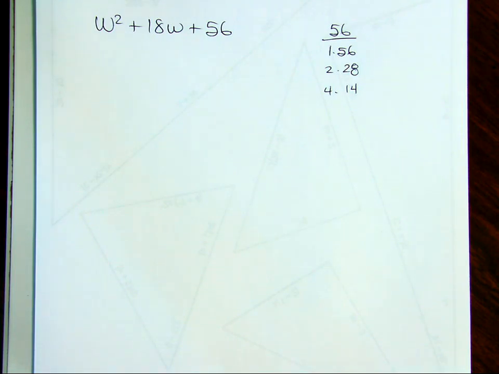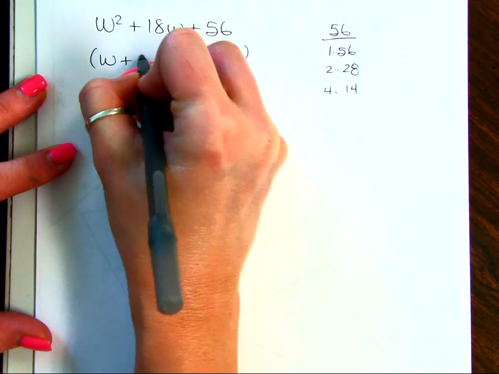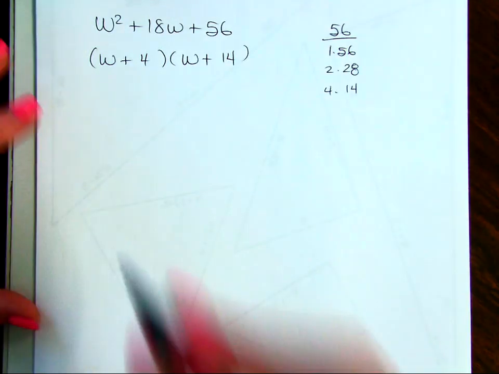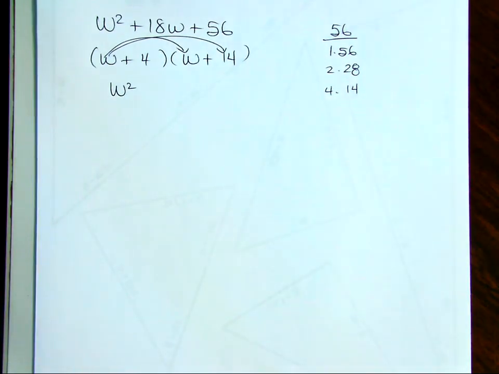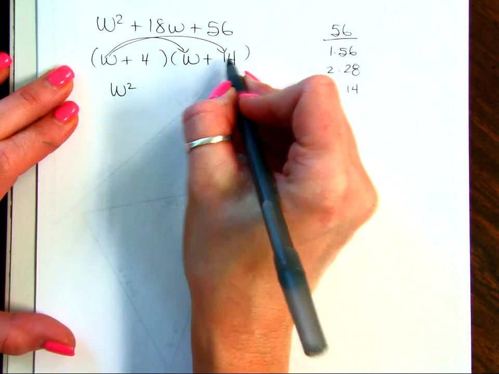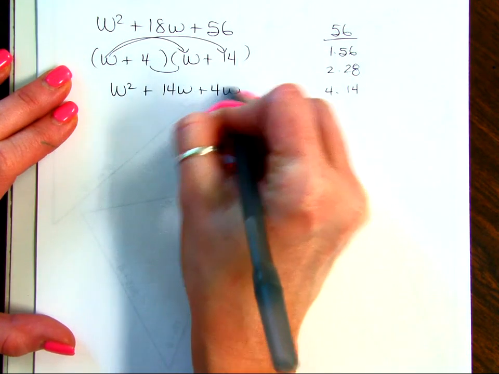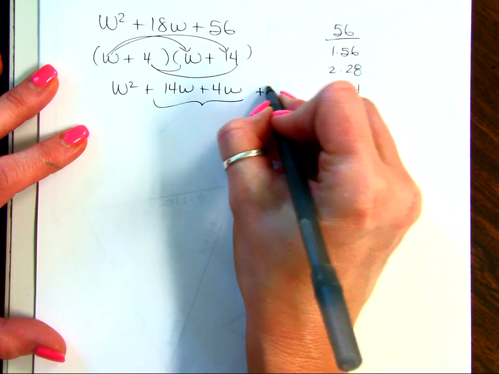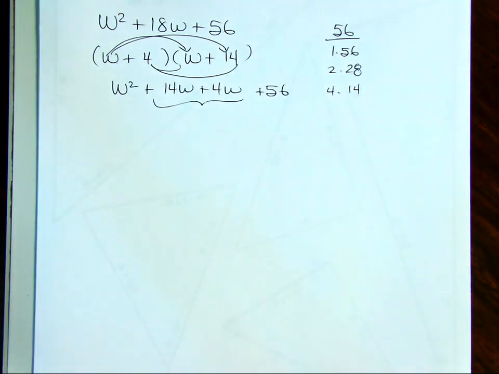here in your head. You may have to go, oh shoot, now I got to go off to the side. So now this is going to be a W plus 4 and a W plus 14. Let me show you why. If you ever get confused, just double distribute it back out. W times 14 is 14W. And then there's your 4W. There's where your 18 is coming from. And here's where your 56 is coming from. Product, sum. Okay?